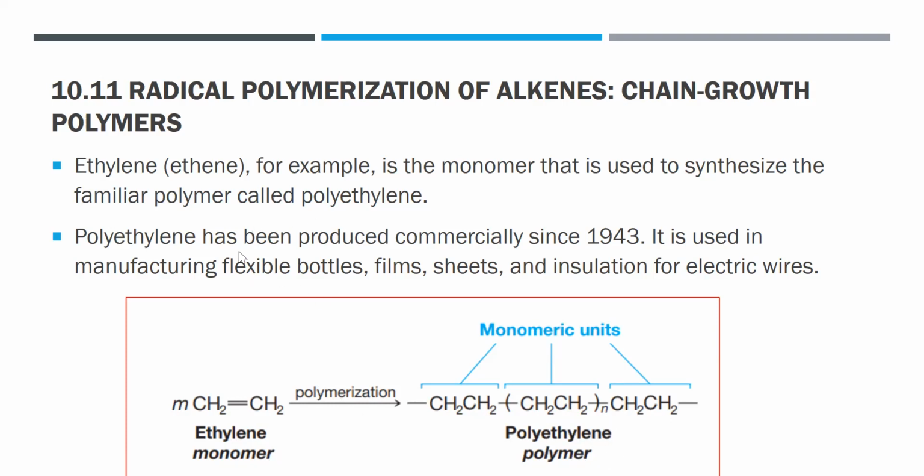Polyethylene has been produced commercially since 1943. It is used in manufacturing flexible bottles, film sheets, and insulation for electric wires. Of course, you have already encountered polyethylene. Most of the plastic products that we are using right now are actually made up of polyethylene.